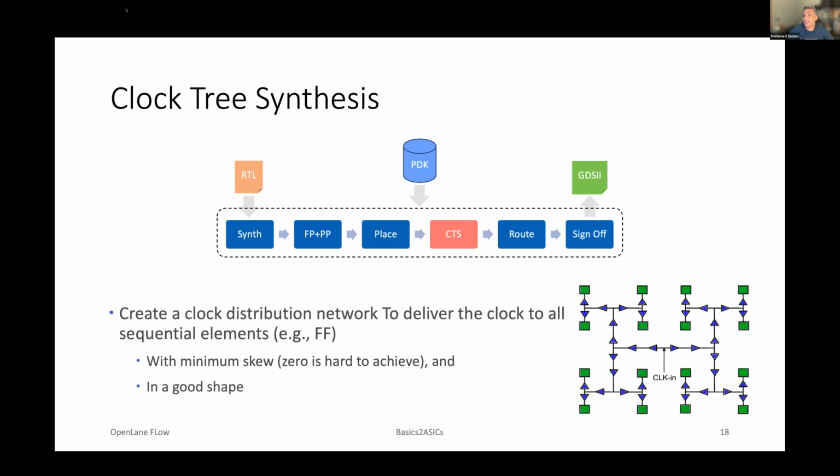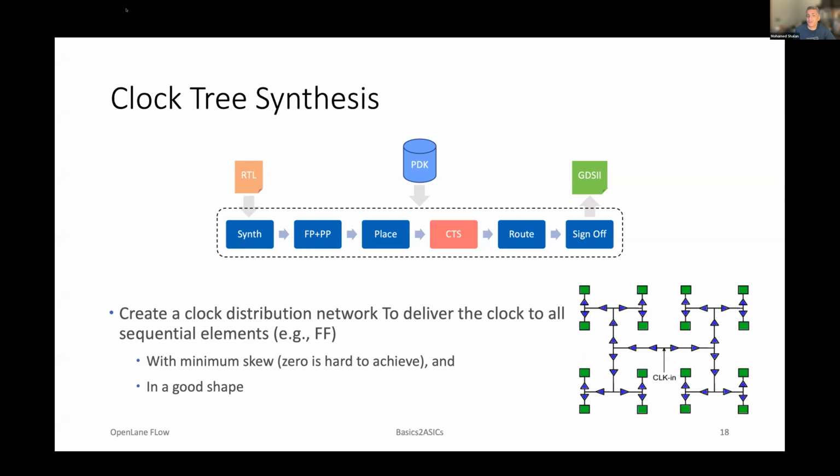After that comes clock tree synthesis, where the clock distribution network is synthesized, and the main objective here is to deliver the clock in good shape to all the components that need clocking, like flip-flops and latches, with minimum skew.